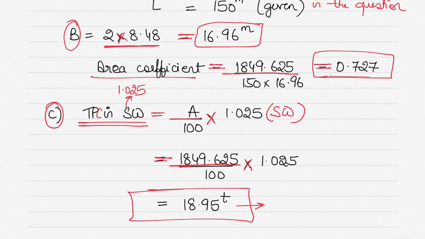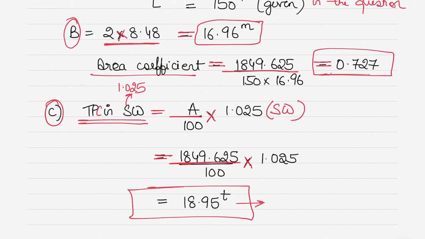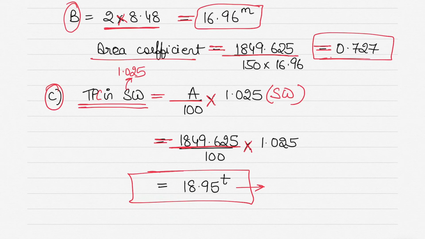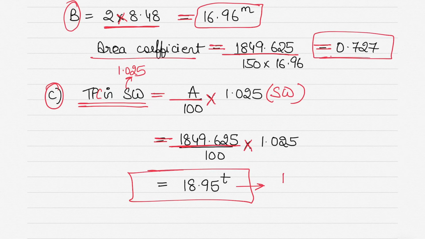What does that mean? That means for every 18.95 tons you add to the vessel, the vessel immerses, either sinks or rises. So if you discharge 18.95 tons, the vessel will rise. If you add 18.95 tons, the vessel will submerge by 1 centimeter. That is the meaning of tons per centimeter immersion.